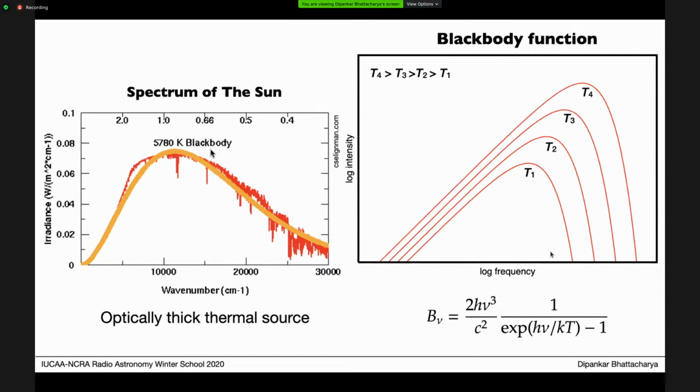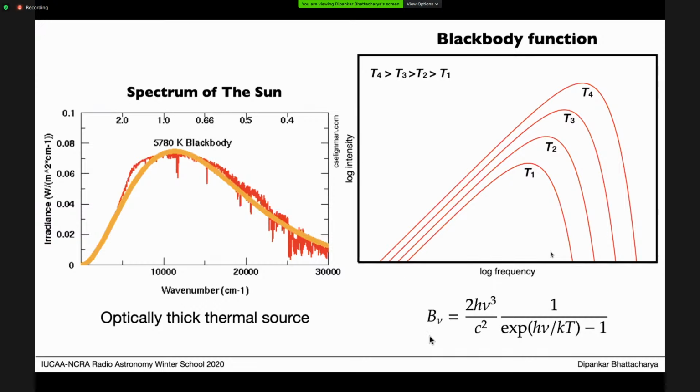Now, what is a blackbody spectrum? The blackbody spectrum is uniquely defined by the Planck function, which is written here. Planck function B as a function of frequency nu is given by 2h nu cubed by c squared times 1 over e to the power of h nu by kT minus 1. So this is a unique function. It's a function only of temperature.